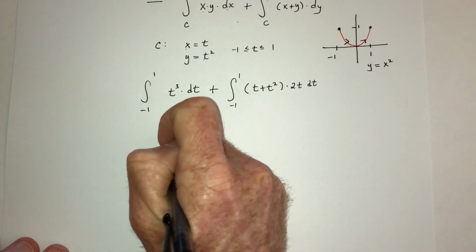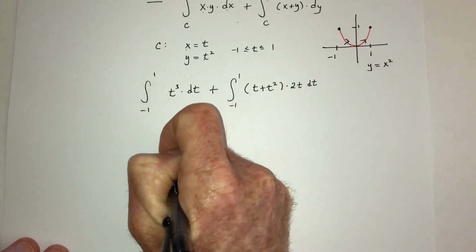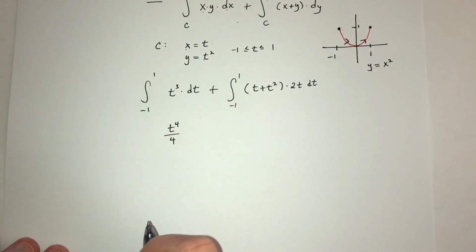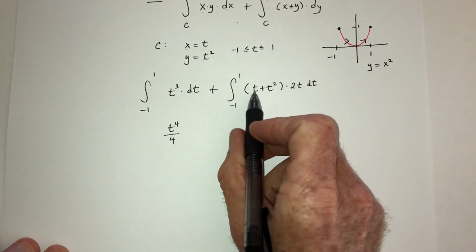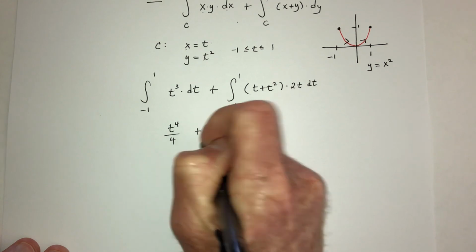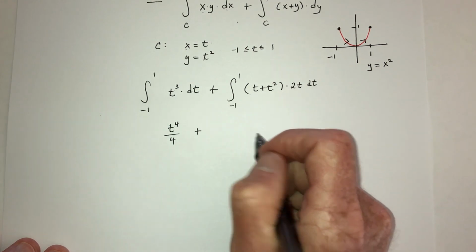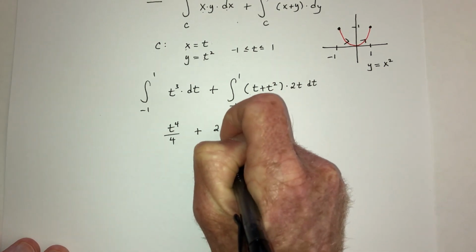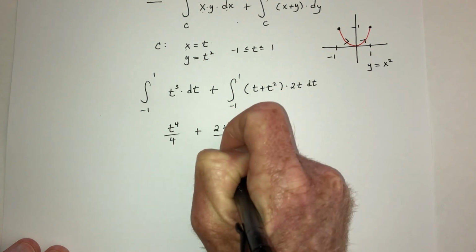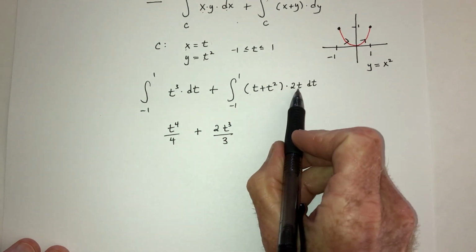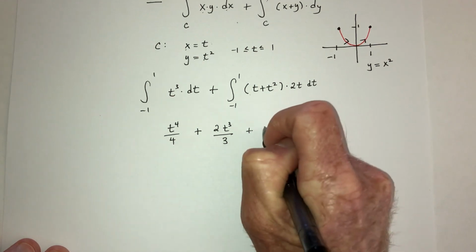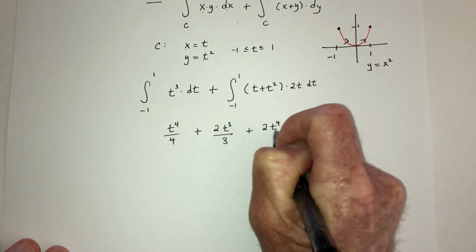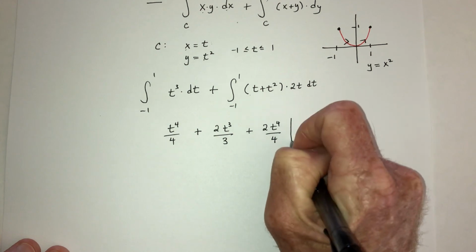So the antiderivative here will be t to the 4th over 4. And this would be 2t squared. So when you integrate 2t squared, that'll be 2t to the 3 over 3. And this will be 2t cubed. So that would be 2t to the 4th over 4 when you integrate it.